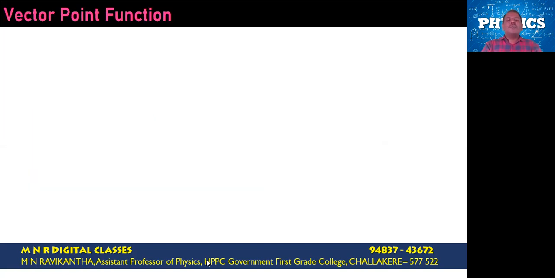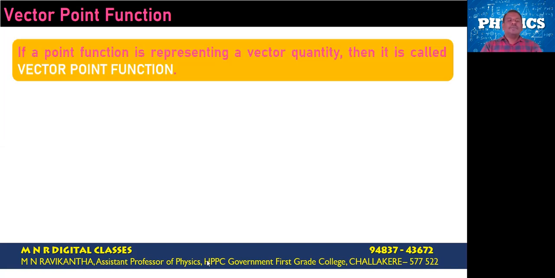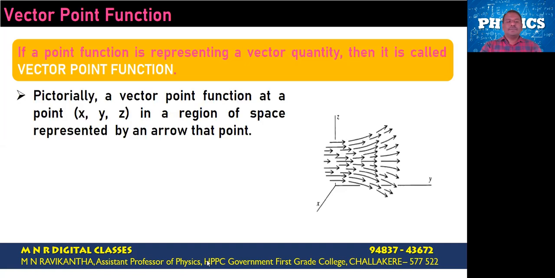Now, the second one is vector point function. If a point function is representing a vector quantity, then it is called a vector point function. Now, let us understand the pictorial representation of the vector point function. Observe the diagram. Here we are representing arrows directed in different directions and having different lengths. Each arrow represents a vector point function at that point, say x, y, z, in a region of space.